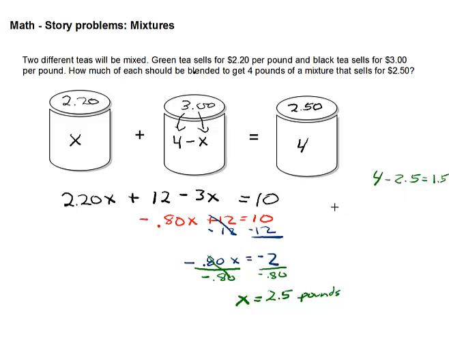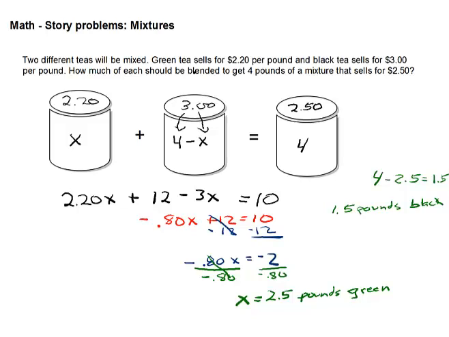So we need 1.5 pounds of the black and 2.5 pounds of the green tea. So those would be your two answers. So how much of each? 1.5 pounds black, 2.5 pounds of green.